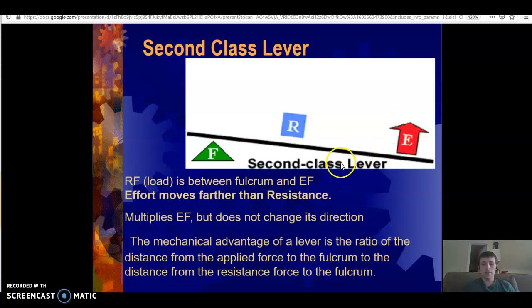Now here things get a little more interesting with the second class lever. In the second class lever, both the effort and the load are on the same side from the fulcrum. And the distance from here to here, divided by the distance from the fulcrum to the load, will give you the mechanical advantage of this thing. So a second class lever, you're always going to have a mechanical advantage greater than 1. Just by definition, this is a longer distance here than from here to here.